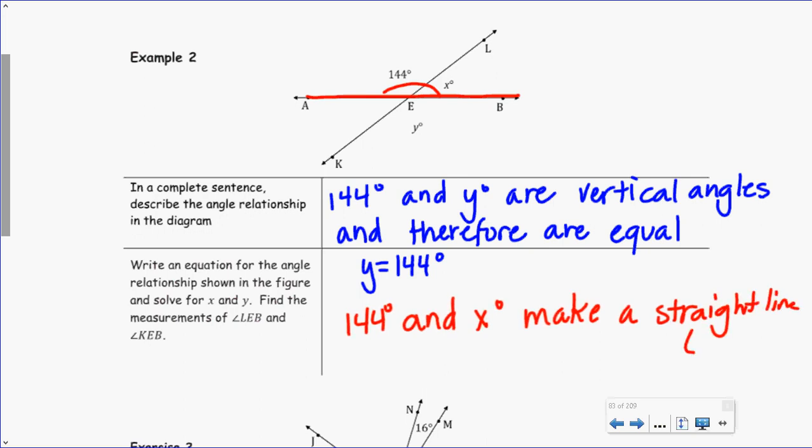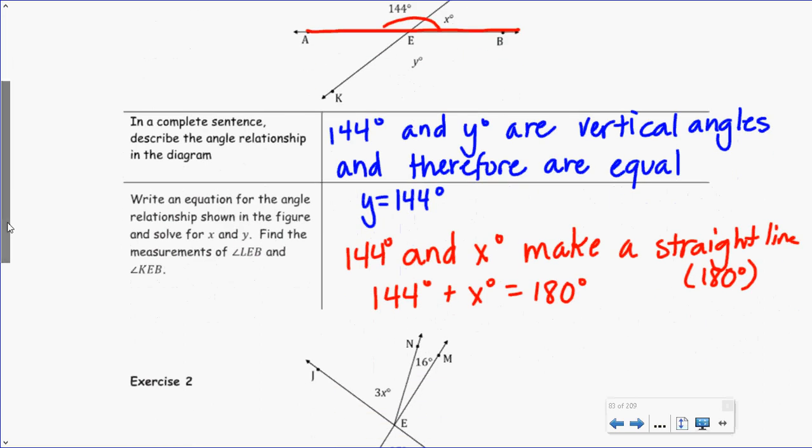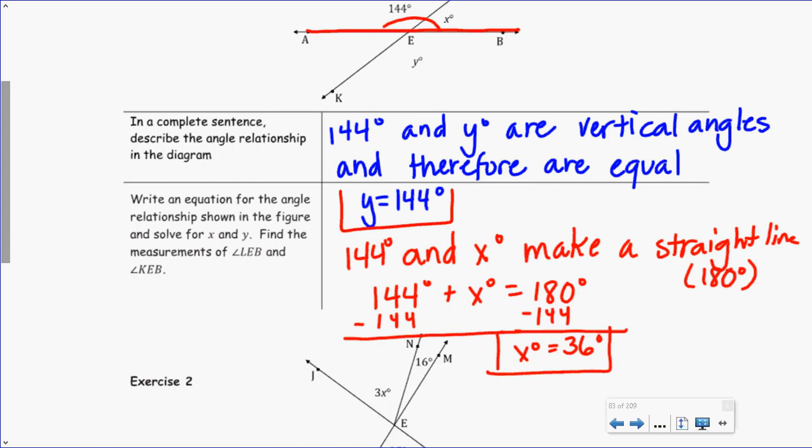And you know that a straight line is 180 degrees. So therefore, 144 plus x equals 180 degrees. Okay, now go ahead and figure out what x is equal to. Again, be careful when you subtract. Okay, did you get 36? So we know that y is 144 and x is 36. Again, you can also add those together because x and y make a straight line.